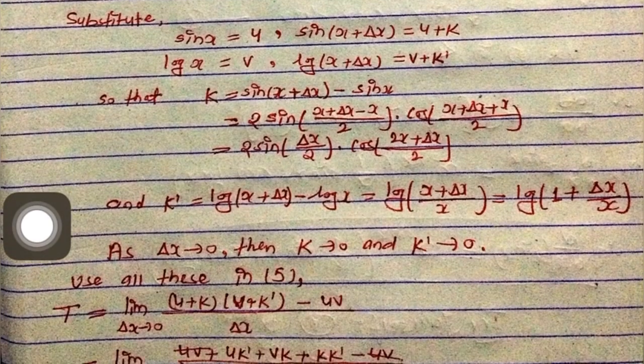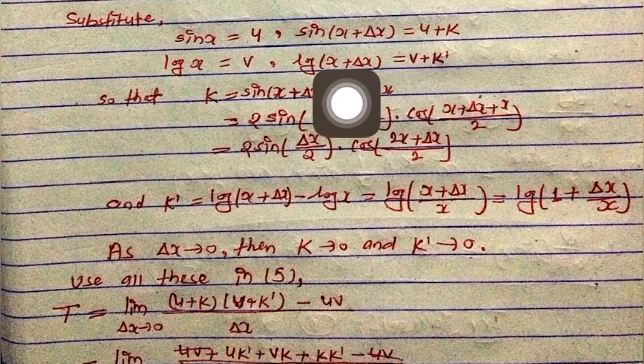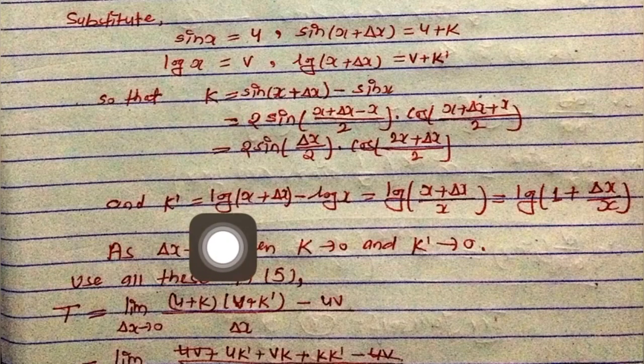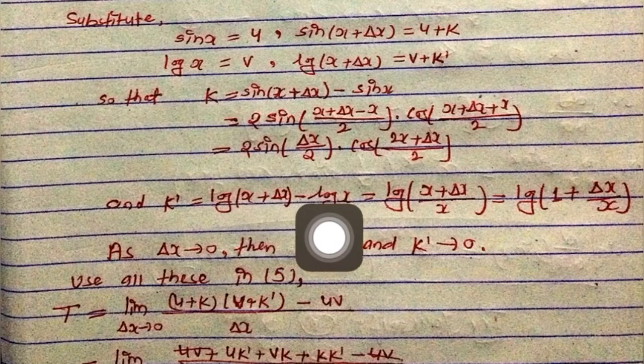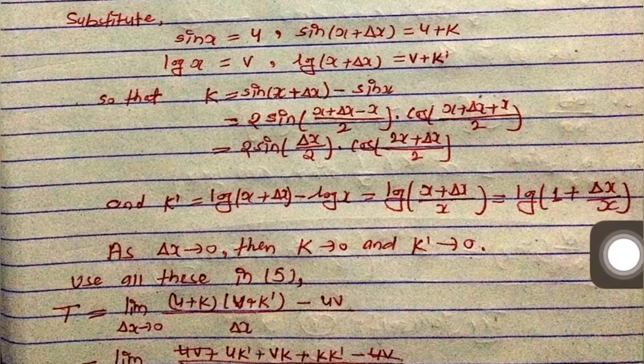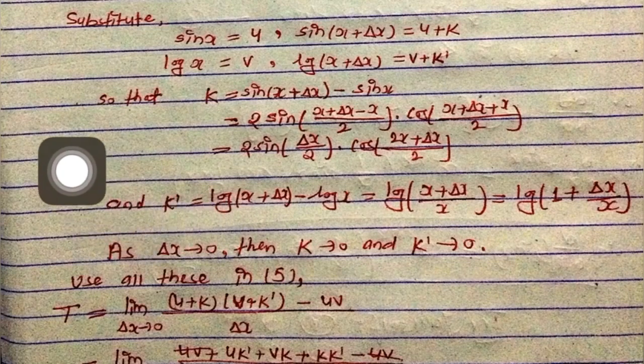And also k prime is, from here, k prime is log of (x plus del x) minus v, and v is nothing but log x. So we can write k prime is equal to log of (x plus del x) minus log x. And using the property of the log function, we can write log of (1 plus del x by x) is nothing but k prime.